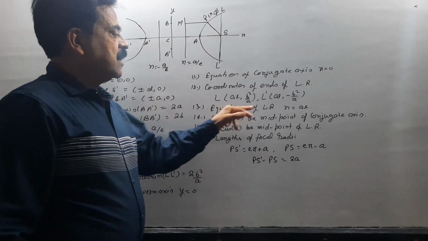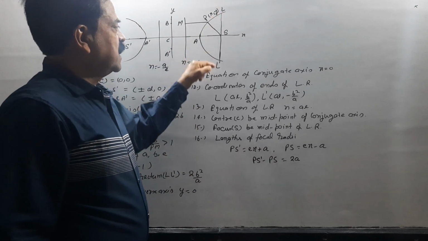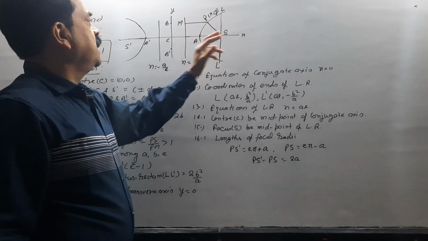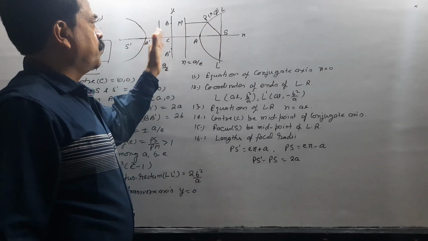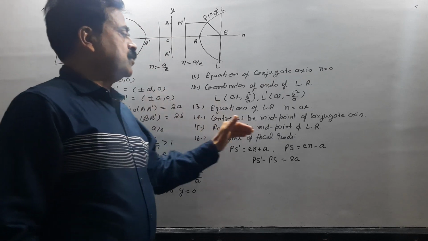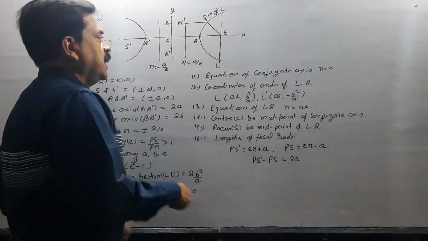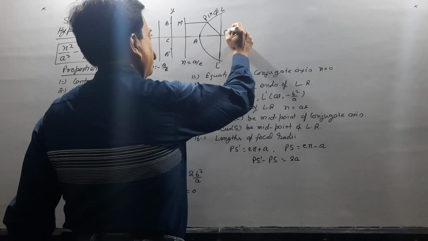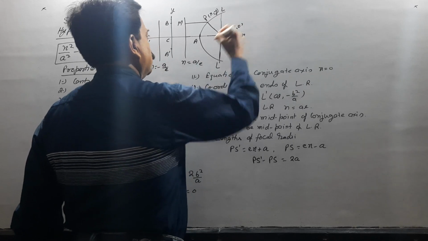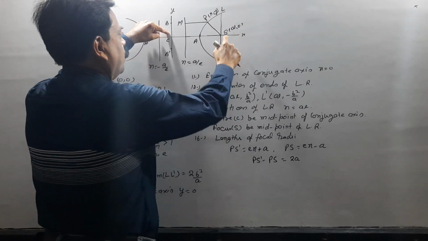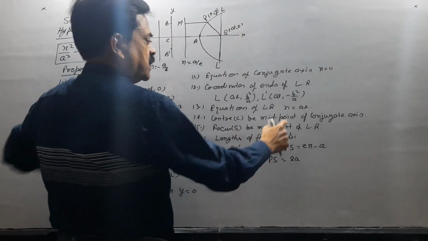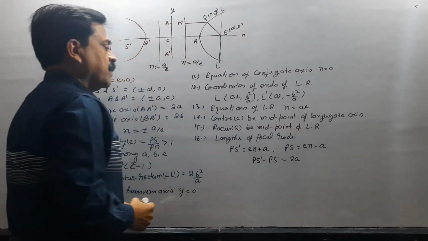Before this, the equation of the latus rectum: it is a line perpendicular to the x-axis or parallel to the y-axis, so its equation is x equals AE. The coordinates of the focus are AE, 0, so the distance from the center to the focus is AE, so its equation is x equals AE.